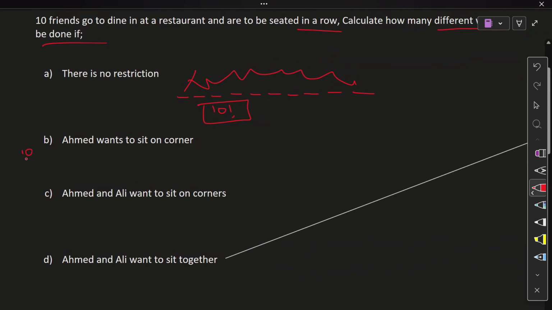Among the 10 friends, there's a guy named Ahmed. So Ahmed, I'm gonna call him A, and the 9 friends are the rest of them. Ahmed says he wants to sit on a corner. So he wants to sit in the corner, let him sit, nobody is stopping him. Ahmed sat on the left corner at the moment. 1, 2, 3, 4, 5, 6, 7, 8, 9. Now he has to be on the corner, right? So this guy cannot move. But the rest of the 9 people can move around and form new arrangements each time. So I'll say 9 people are moving around to form different arrangements while Ahmed remains at his place.